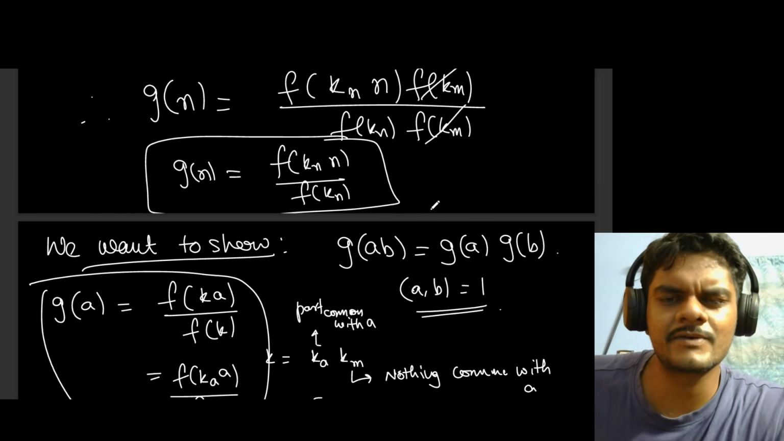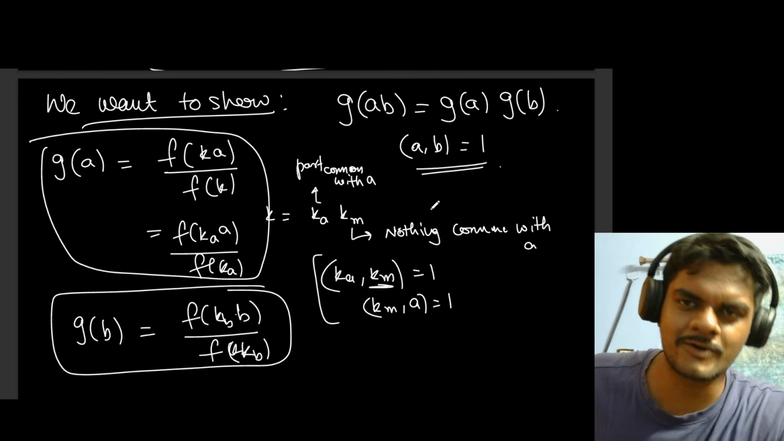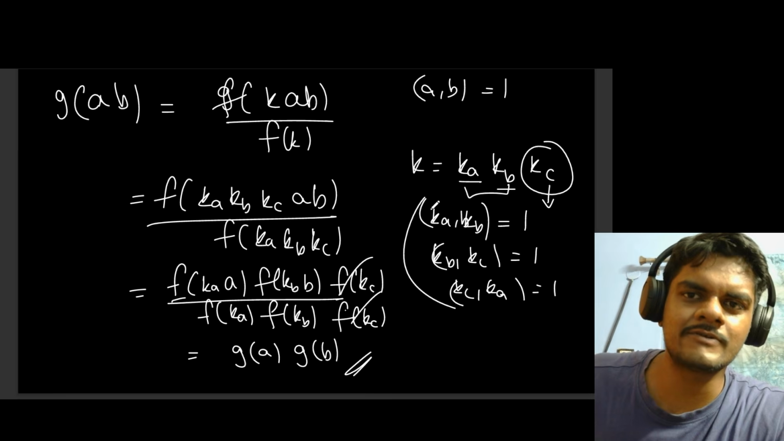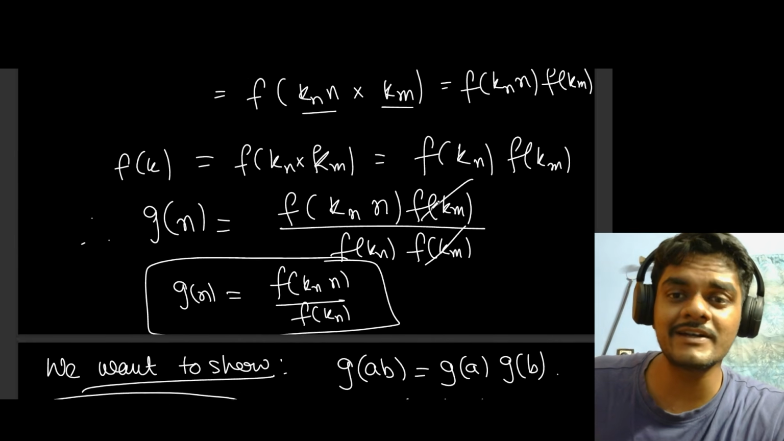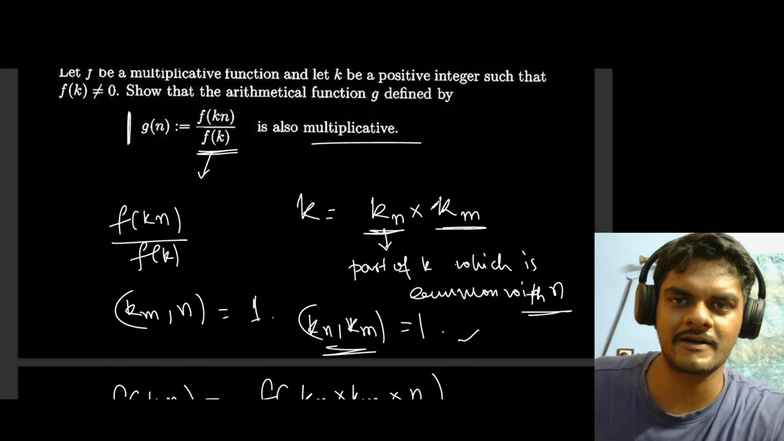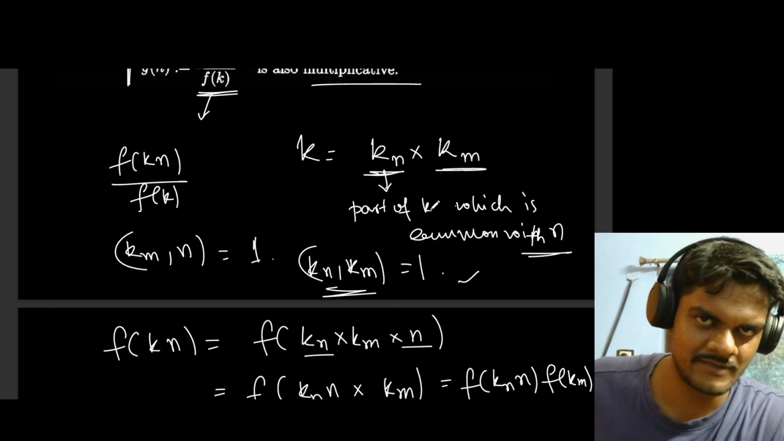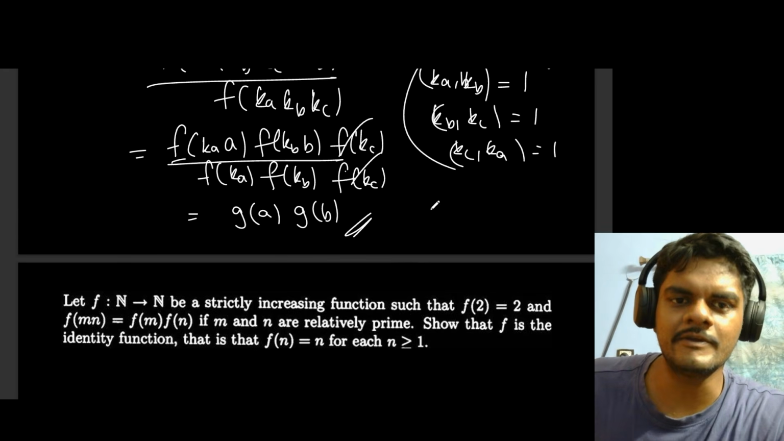So I'm just taking the common part out, non-common part out, and I'm just separating them so that the multiplicative part. So what is important in multiplicative? The GCD 1 part, right? Wherever the GCD is 1, we can separate them. The multiplicative property can be utilized. Okay.